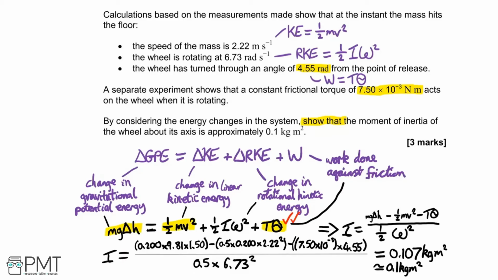Now the mark scheme says leading to I is equal to 2.413 divided by 22.6. That's effectively what this calculation is here. If you look at the top half of the fraction, it's going to amount to 2.413, and the bottom half is going to amount to 22.6. Notice how you don't actually get a mark for getting 0.107 at the end, because it's a show that question. So 3 marks there.